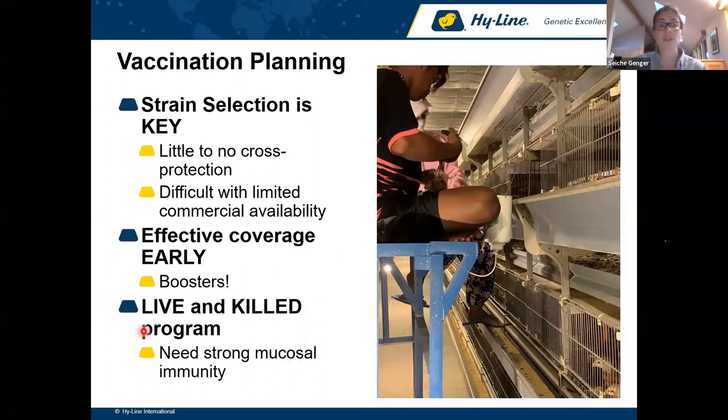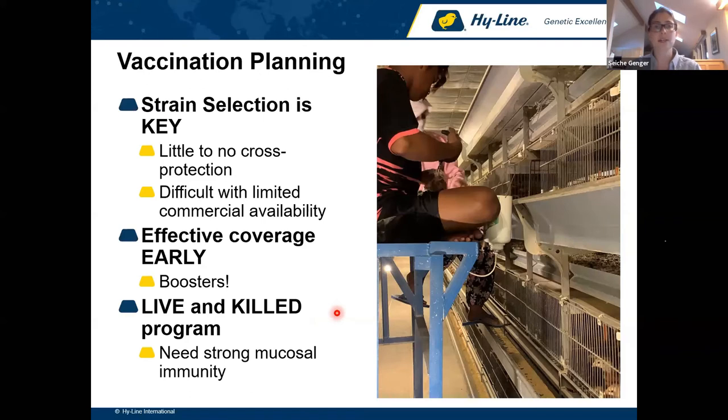And then you need to have both a live and killed program. Something that's very, very common that I see as an issue in places like Indonesia and in discussion with Bangladesh is that you will have a lot of killed vaccine because they want to boost titers and get high titer control, and they will forego actually doing live vaccination. And that's a huge problem, especially with things like bronchitis virus and Newcastle disease, because if we remember from the beginning, this virus is coming in through the nose, through the eyes, through the face.